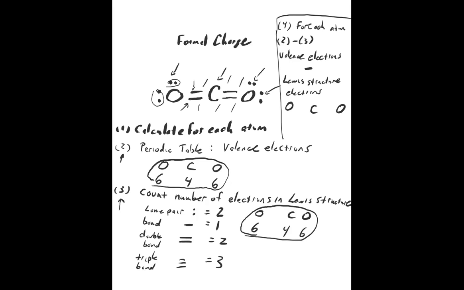Let's do the first one. Well, the first one had 6 valence electrons, and then in its Lewis structure, it also had 6. So 6 minus 6, that gives you 0, right? 6 minus 6 is 0. The carbon had 4 from the periodic table. In the Lewis structure, it also had 4. 4 minus 4, 0. And the oxygen on the right, it had 6 valence electrons, and in the Lewis structure, it had 6. That gives it 0.